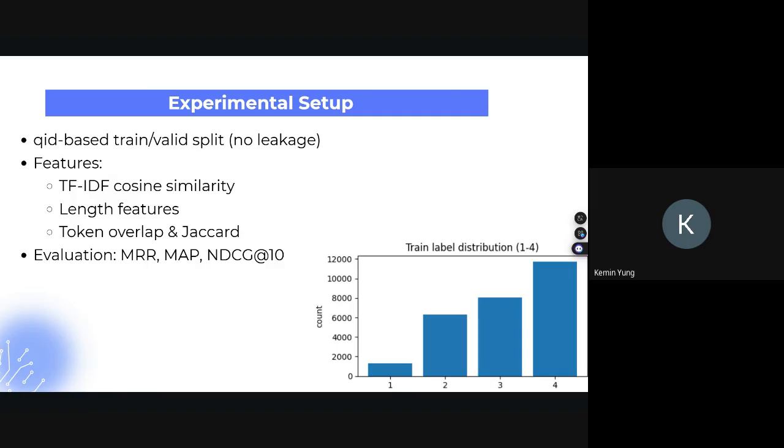We perform a query-based training validation split to avoid leakage. Features include TF-IDF cosine similarity, length features, and lexical overlap measures. The label distribution is highly imbalanced, which is common in ranking tasks. Next slide, please.